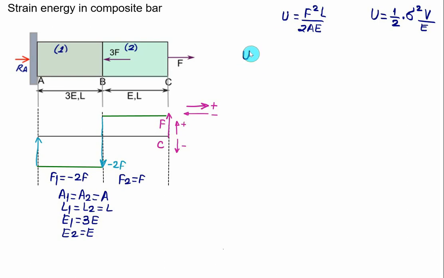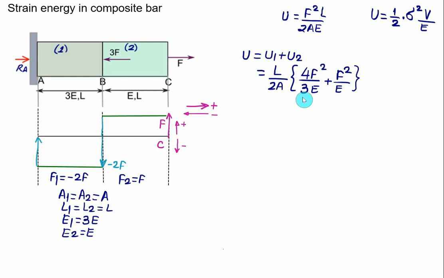So we have total strain energy U equal to U1 plus U2. Now the area is common, L is common. We will use this equation because we know the force. So L can be taken common and 2 times A can be taken common. So we have L divided by 2 times area into F1. F1 is minus 2F, its square will be 4F square, divided by Young modulus E1 equal to 3 times E, plus U2, which is again F2. F2 is equal to F. So we have F square divided by Young modulus E.